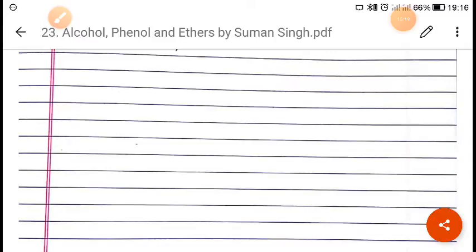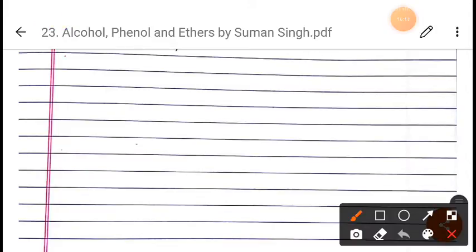This cumene is prepared by Friedel-Crafts alkylation of benzene with propene in presence of phosphoric acid at 523 Kelvin. First of all we will see the preparation of cumene, and after we get the cumene, we will see how to prepare phenol from cumene. The preparation of cumene is very easy.